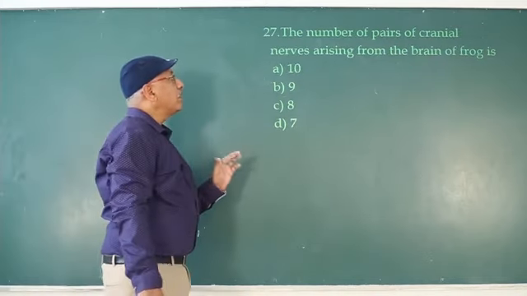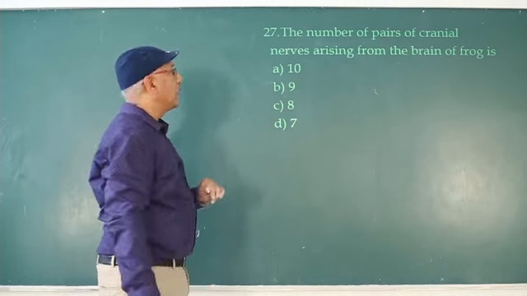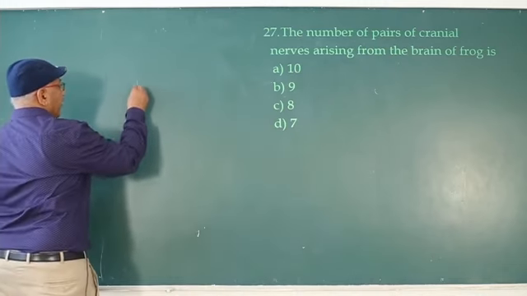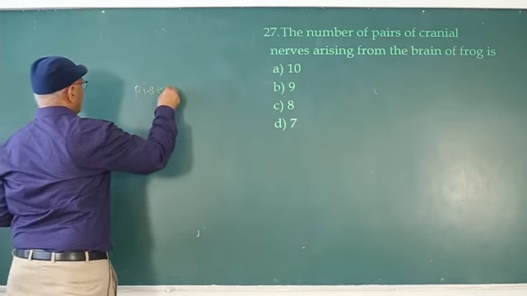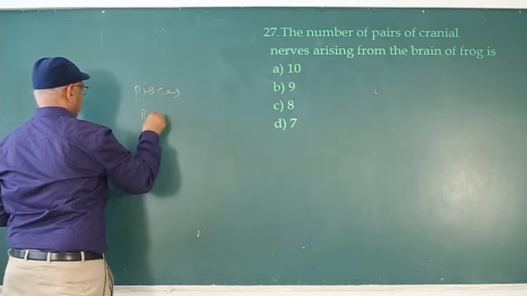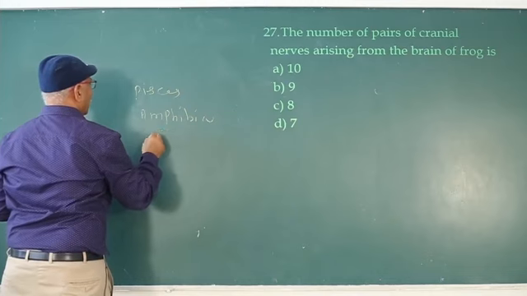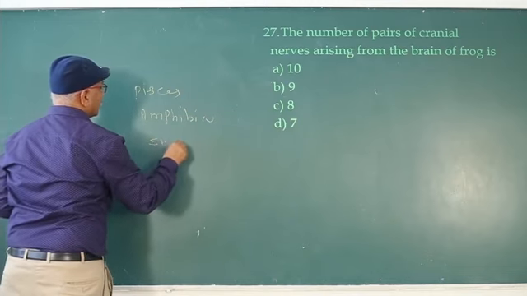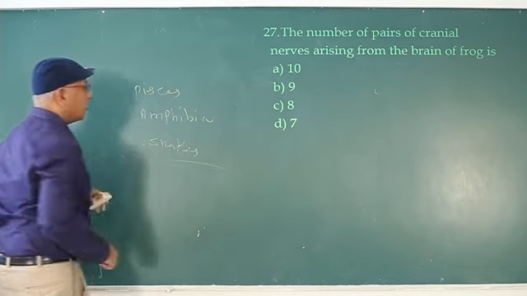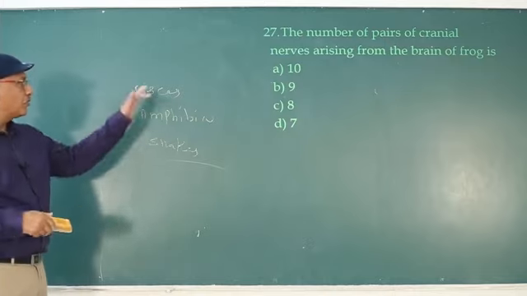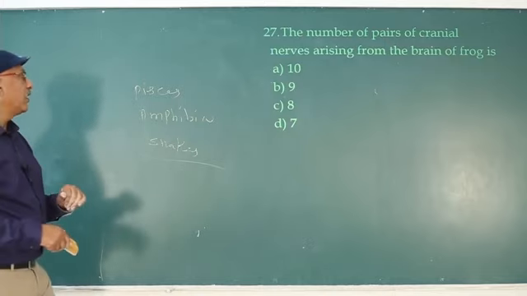Next one. The number of cranial nerves arising from the brain of frog, in Pisces, amphibia, snakes: 10 pairs of nerves arising from the brain. So, 10 pairs of cranial nerves.